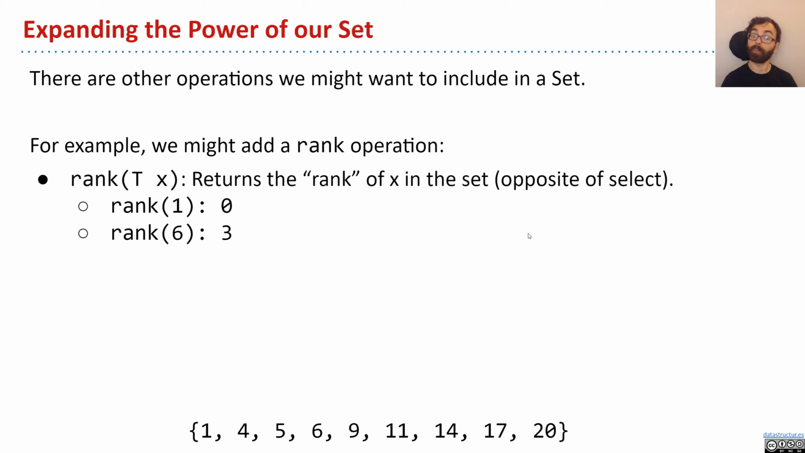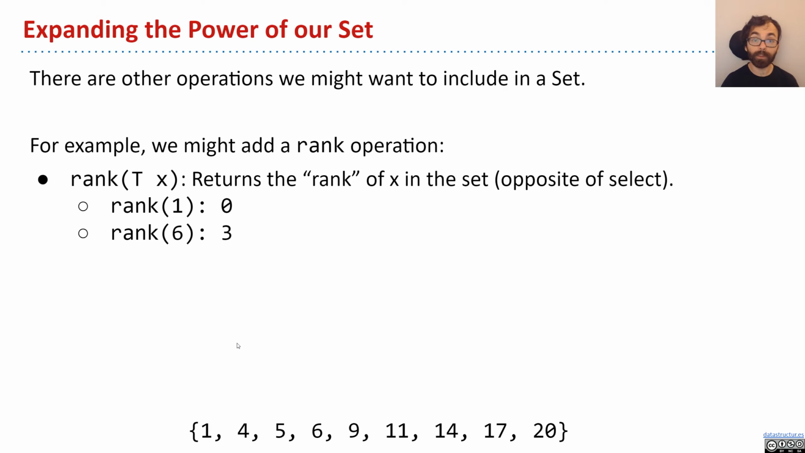We could also add, for example, the rank operation, which is the opposite of select. So for example, if I say, what is the rank of 1, I would get back 0. This is the opposite, as I said, of select. Or if I ask for the rank of 6, well, that's 0, 1, 2, 3. And these operations might be useful in some other contexts.